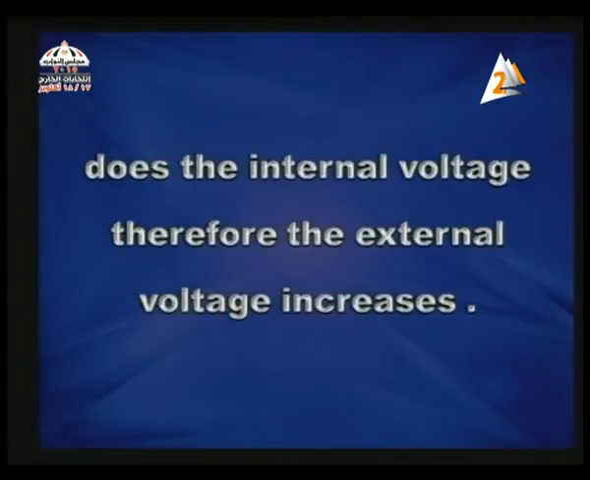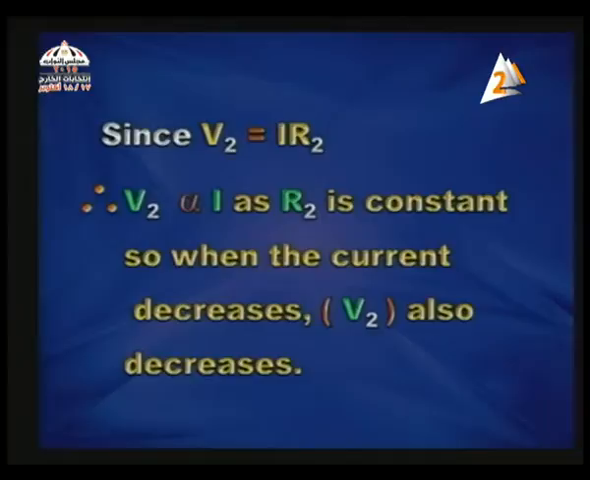So we managed to explain why V1 increases. R equivalent of the whole circuit was increased, current passing is decreased, V internal is decreased, so the external voltage increases. And what about the voltage across R2? It depends on the current, as V2 is equal to I R2. R2 is a constant, so V2 is proportional to the current. What happened to the current? When R1 is increased, the current is decreased, so V2 is decreased.